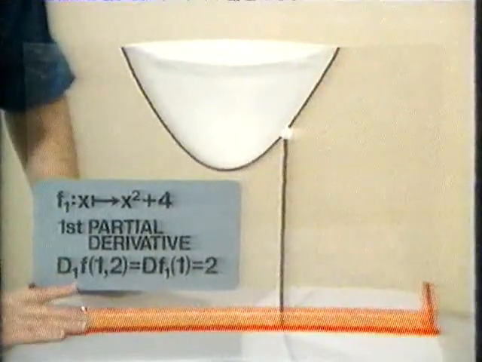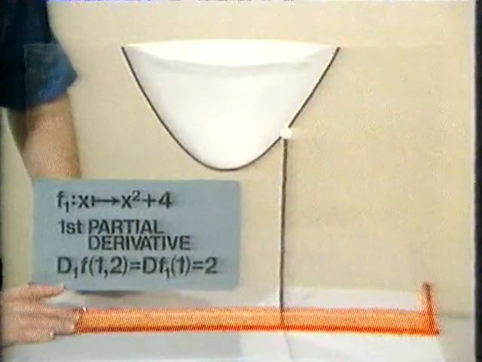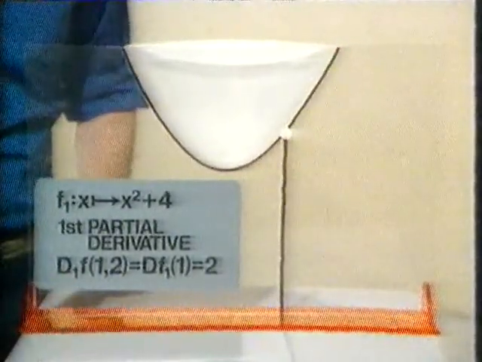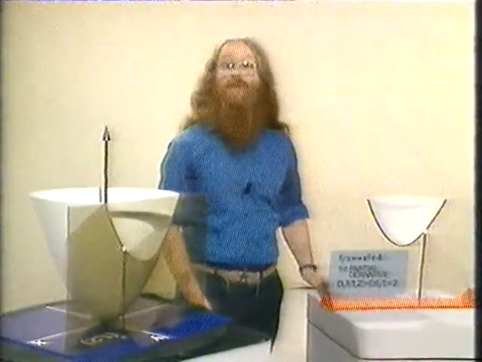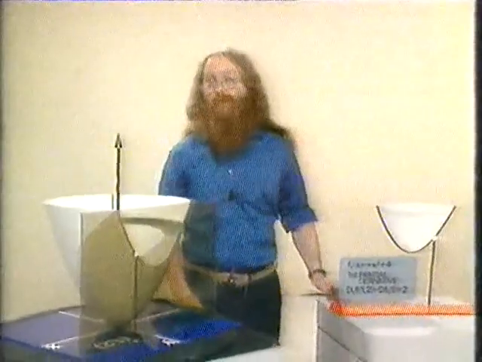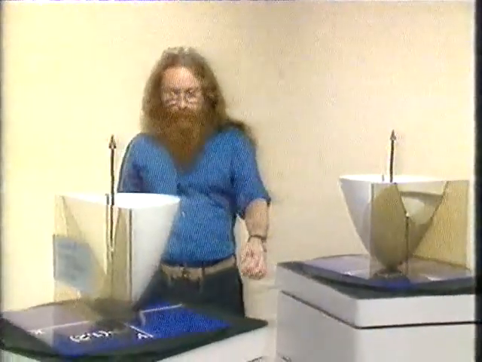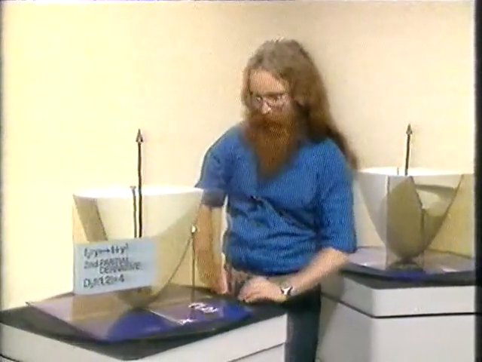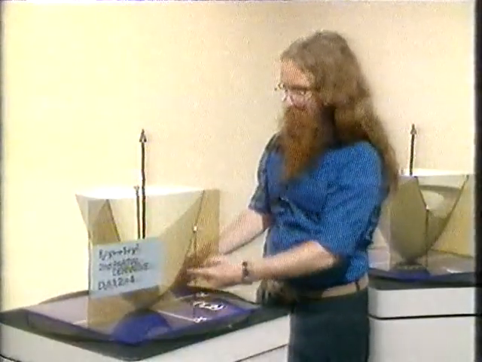And we write it like this, with the 1 next to the D, to remind us that we're differentiating a function of the first variable x. Well, that's dealt with a slice parallel to the x-axis. Now let's try a slice parallel to the y-axis. Well, here it is. I'll just turn it round. And again, the cross-section is a parabola.